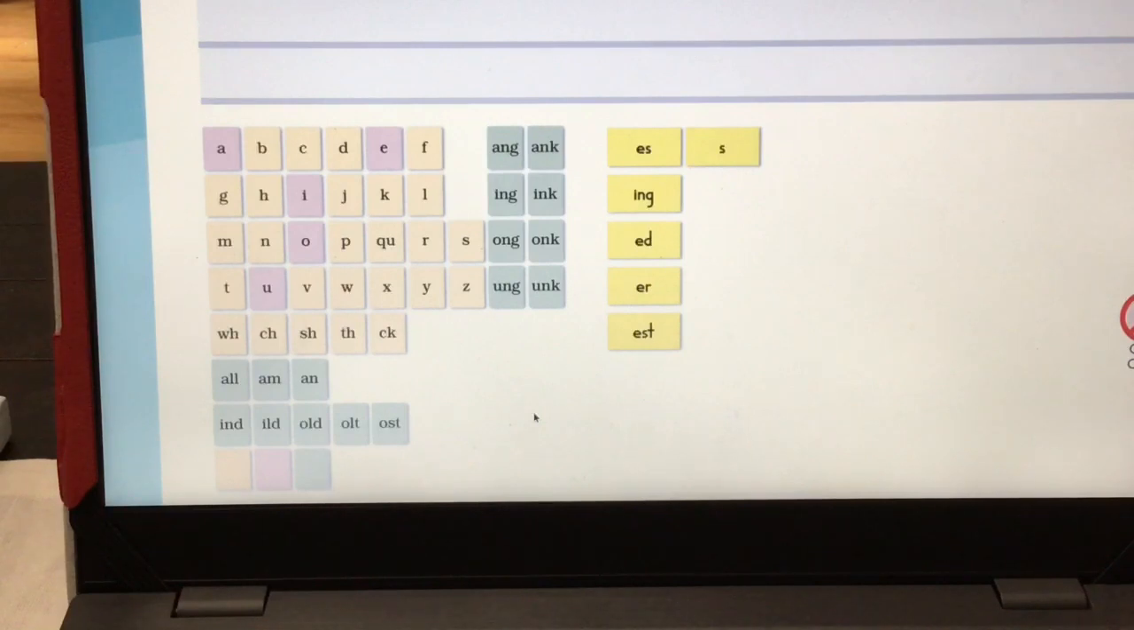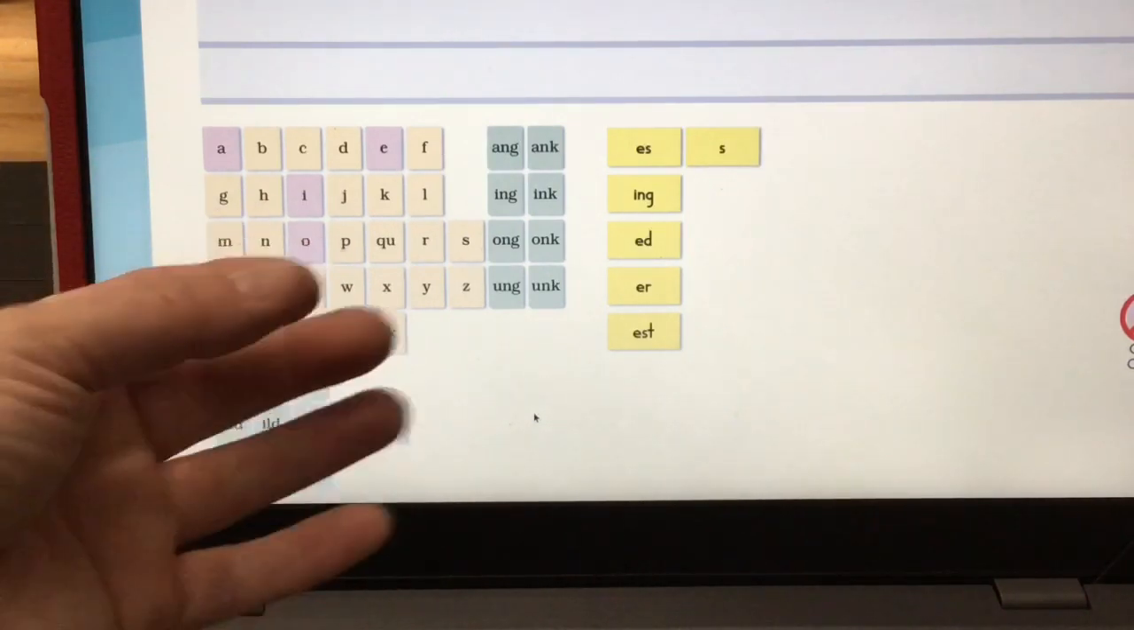Here are our standard sound cards. Do you notice any additions? Well, I hope you do. Look over on the right. Look at those bright yellow cards over there. First thing I want to do with our cards is build a word, because this is our build a word board. Let's build the word map.